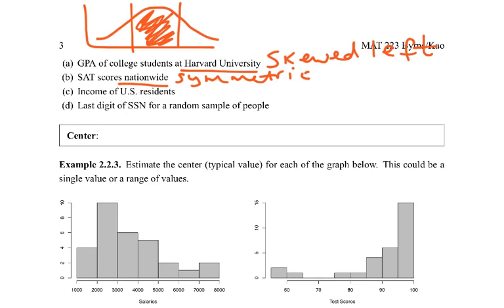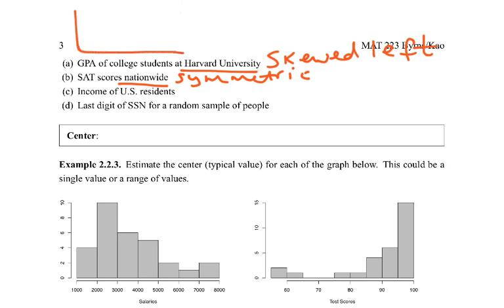Income of U.S. residents. This might be different depending on what part of the country you're looking at. But if we're looking at the entire country as a whole, most people are lower than, I'm throwing a number out, say $50,000, even $100,000. Most people are going to be making less money. You might have some people who are rich, but most people are going to be below a certain amount. So most of the data is going to be in the lower end, and then you'll have some wealthier people with higher salaries over here. So what does that indicate about the graph? That means it's going to be skewed right.